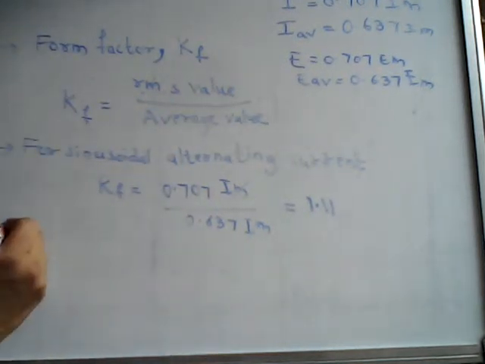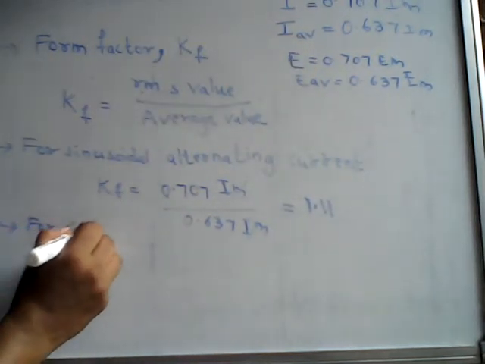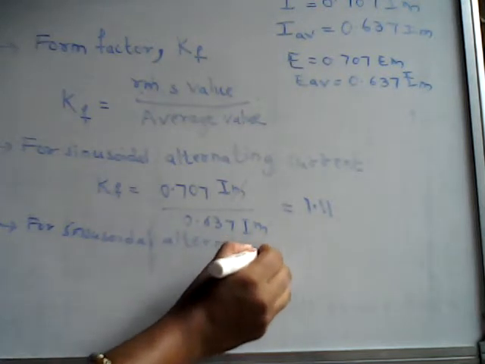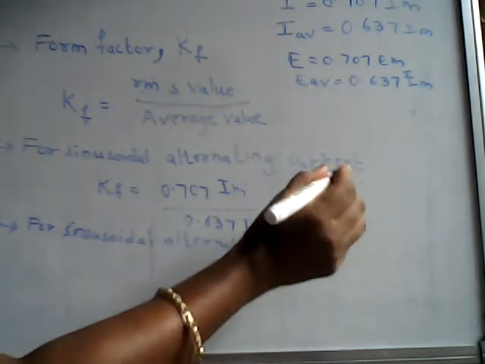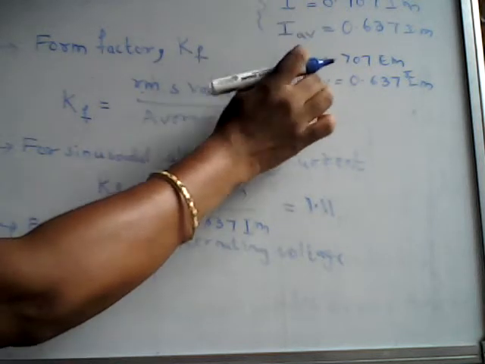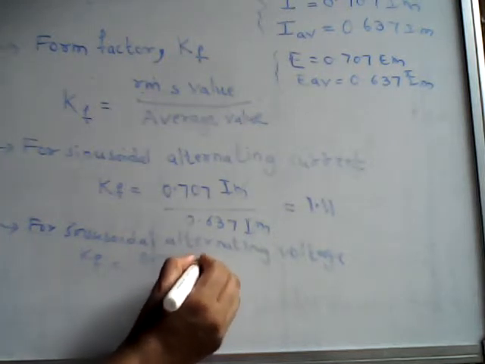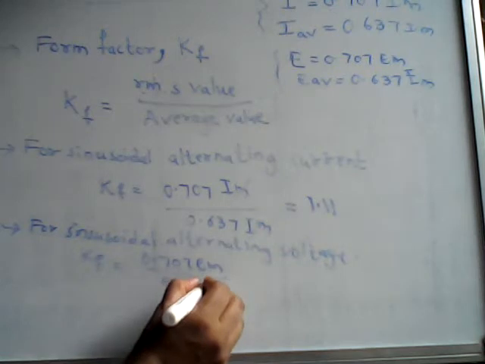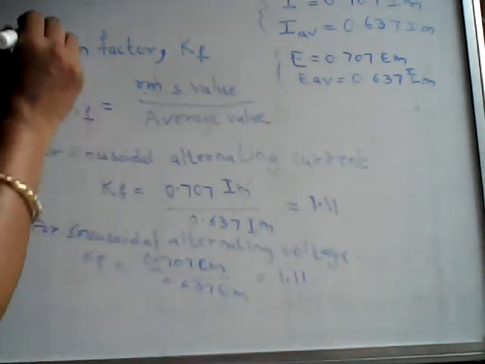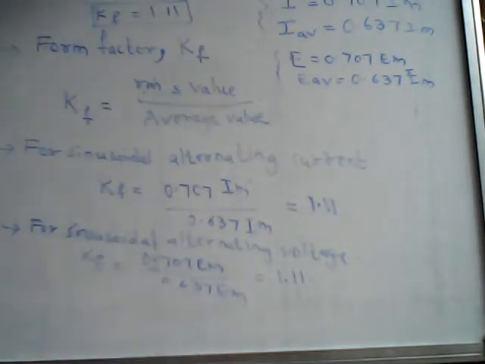Similarly, we can find the value of form factor for the voltage also. For sinusoidal alternating voltage, if we consider now the voltage, Kf is given by the ratio of RMS value to the average value, that is 0.707 Em divided by 0.637 Em. These two will cancel and the value will be 1.11. So the value of Kf, that is form factor, is always 1.11. It may be voltage or it may be current.